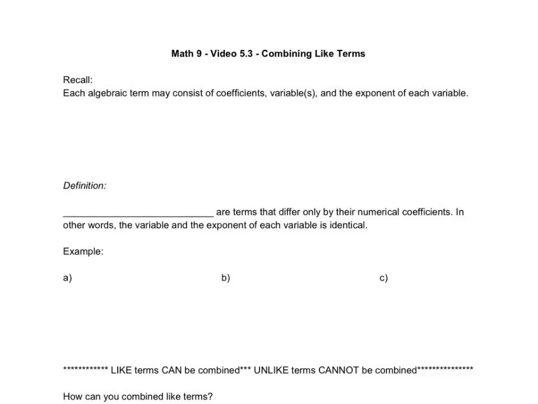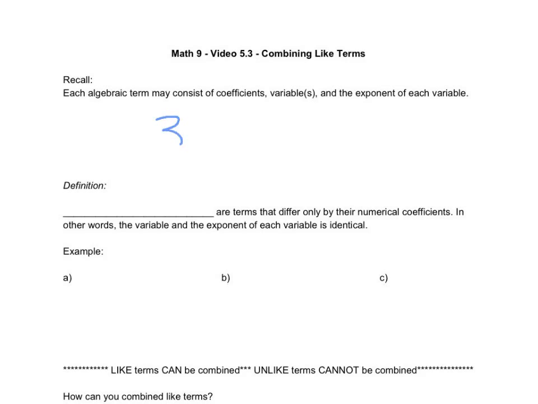Alright, this video continues on our topic of polynomials and working with polynomials. Today we're going to look at combining like terms. In order to do that, remember we need to recall the definitions that we've been learning so far. We need to remember that each algebraic term might consist of coefficients, variables, and exponents on those variables. So we need to be clear on what each part of that is.